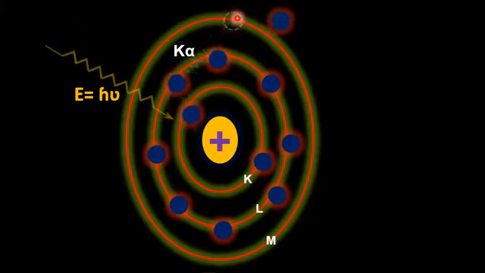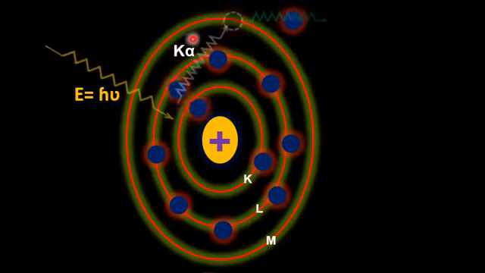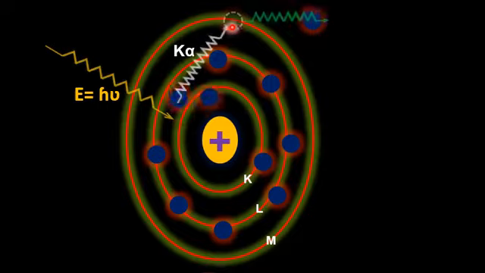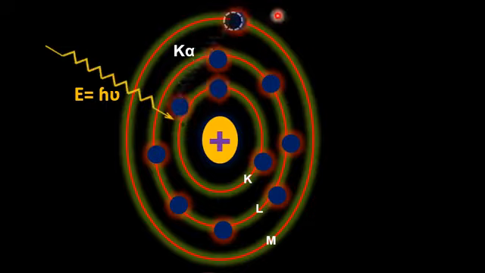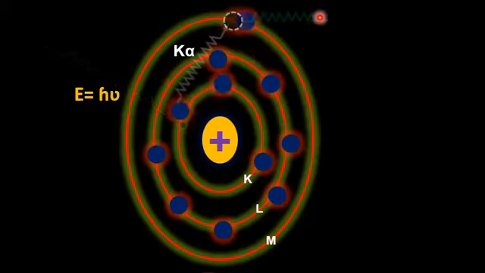if the characteristic K alpha X-ray energy is higher than the binding energy of this electron with the nucleus, then when this characteristic X-ray interacts with such an electron, that electron will be ejected, emitted, or removed from the shell of an atom.